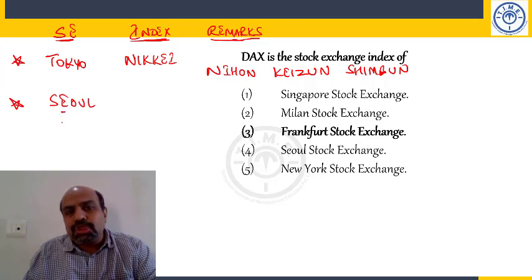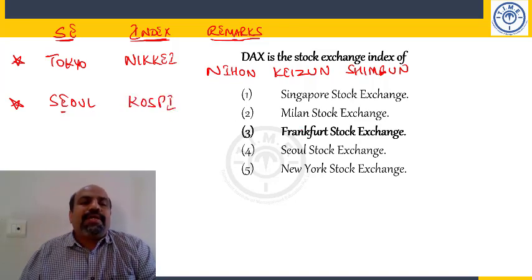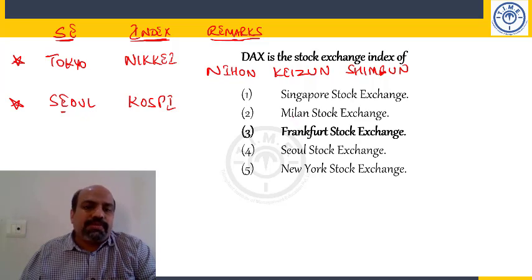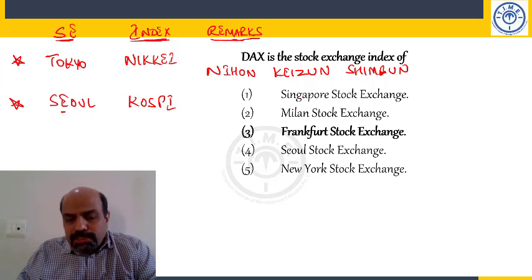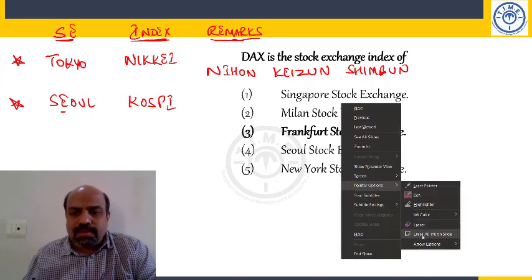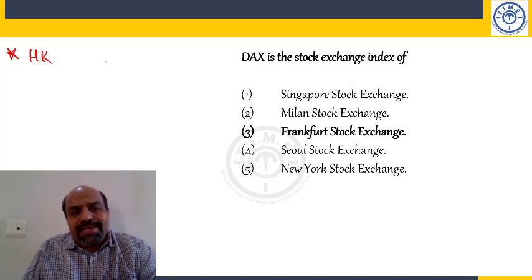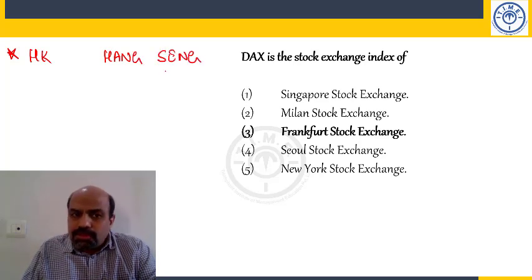The E is silent. It is Seoul. The main index at Seoul Stock Exchange is KOSPI, which is Korea Composite Share Price Index. Now from there, let's travel to Hong Kong. The main index at Hong Kong Stock Exchange is called Hang Seng, which is again the name of a newspaper.